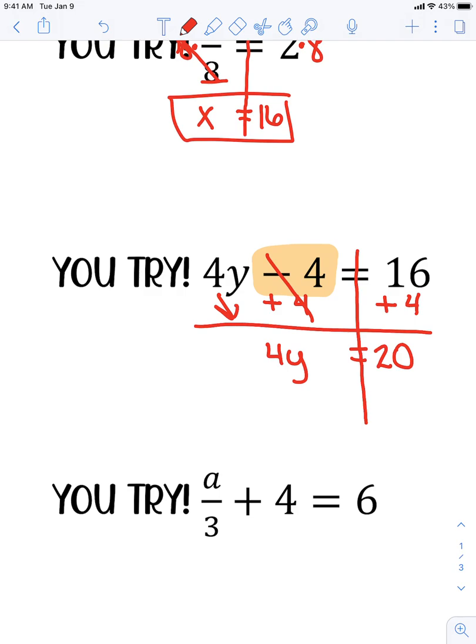Okay, now I have 4 times y, so I want to get y by itself, and I'm multiplying it by 4, so I'm going to divide by 4. So 4y divided by 4 makes a 1, leaves me with just a 1y. 20 divided by 4 is 5. So you should have got 5 as your answer.